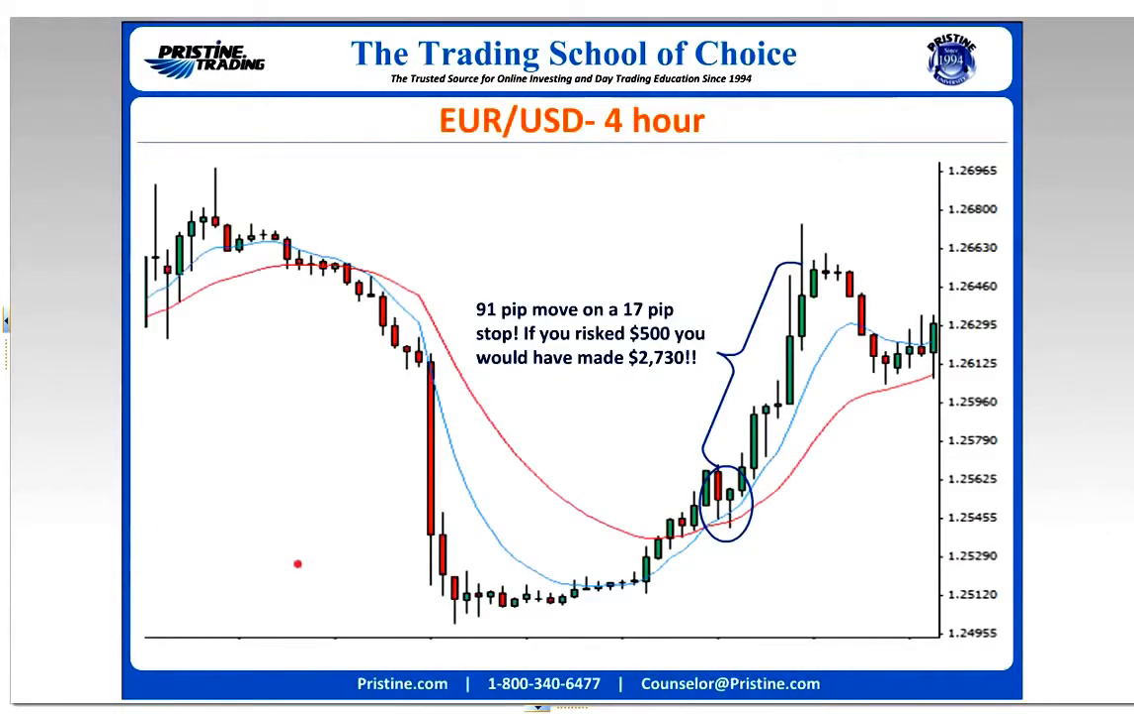Another example of a trade that was taken, here's Euro US dollar on the 4-hour chart. And this one has transitioned, and this is all stuff we talk about. This is what we call transition A. We talk about all of this in the course, but this was a great opportunity based on a bottoming tail signal off of support to get long. And here you get a 91 pip move on a 17 pip stop. So in other words, if you risked $500, you would have made almost $3,000.